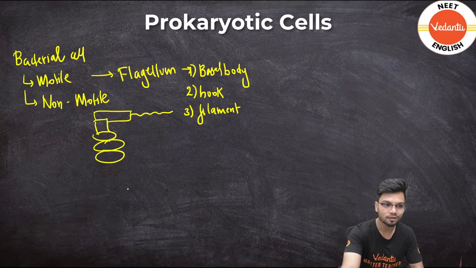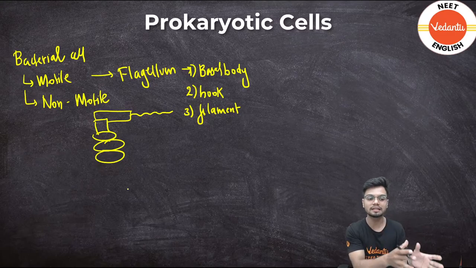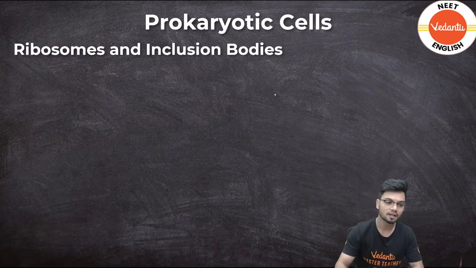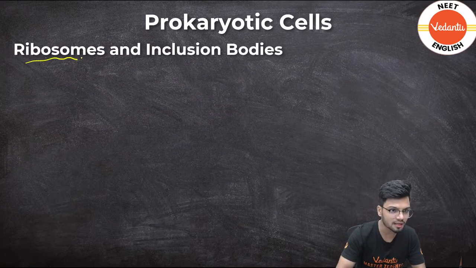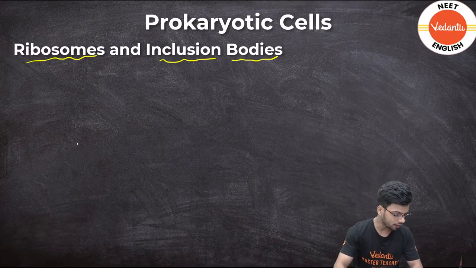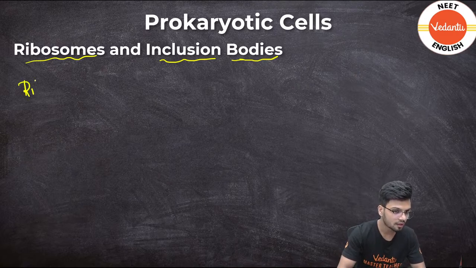Now, this is your bacterial cells, which can show motility and non-motile. Motility can be because of the flagellum and the basal body, hook and filament. Then we go to the next topic, that is ribosomes and inclusion bodies. There's something called ribosomes and inclusion bodies. Now, I already told you about ribosomes in the case of your prokaryotes.